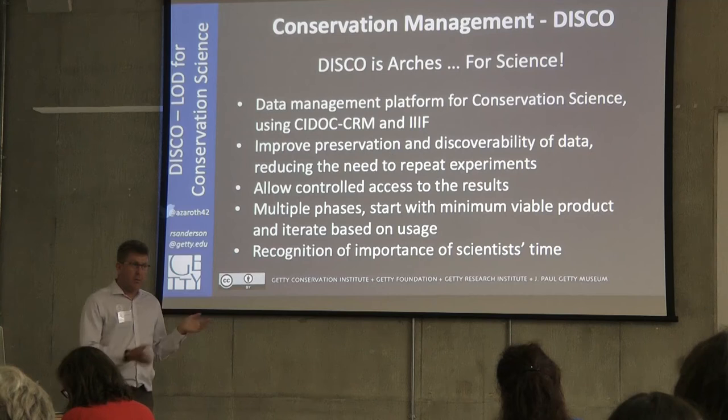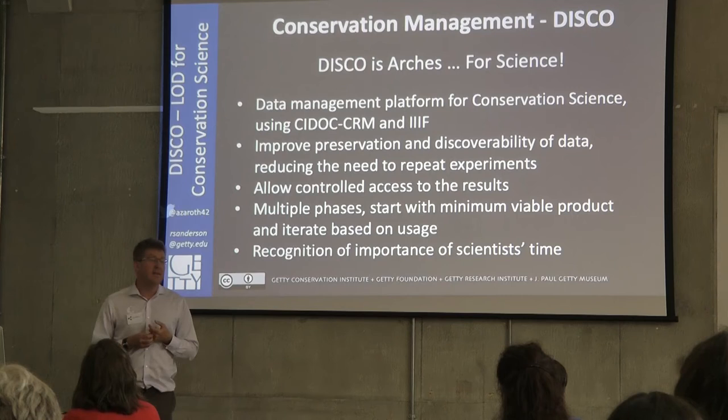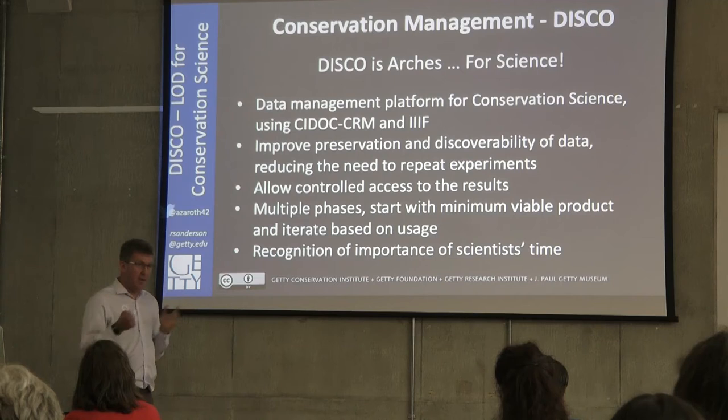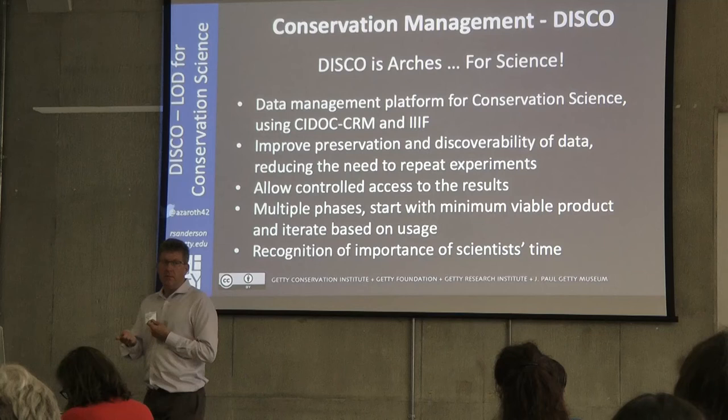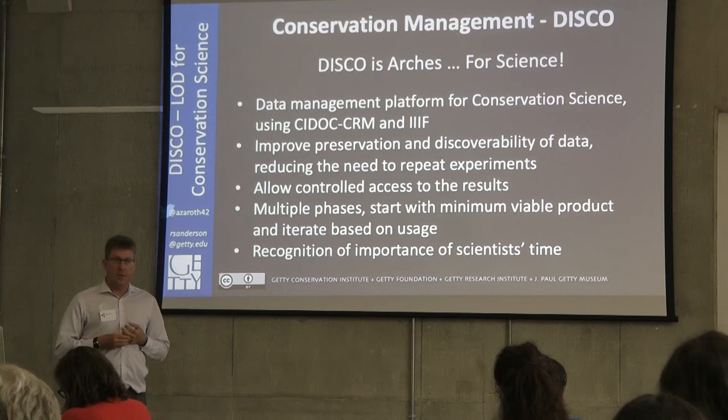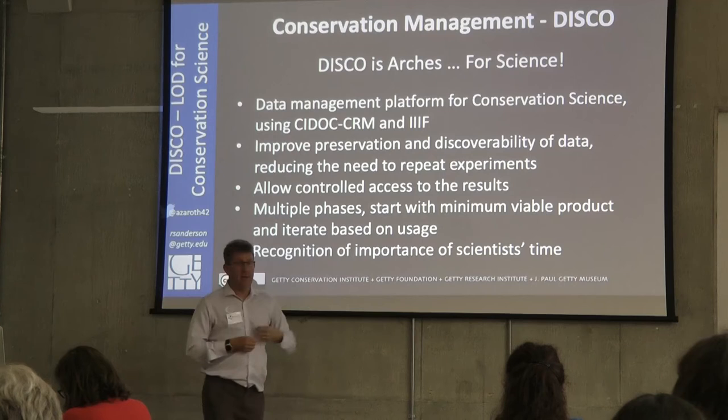We're doing it in a multiple phase approach. We want to get to a minimum viable product that conservation scientists can use and feel like there is more to be done, but can use. That is the first point. And then once we get feedback to say, we also need to be able to do this, we can then iterate and improve it based on that usage rather than based on hypothetical needs sitting around a conference table.